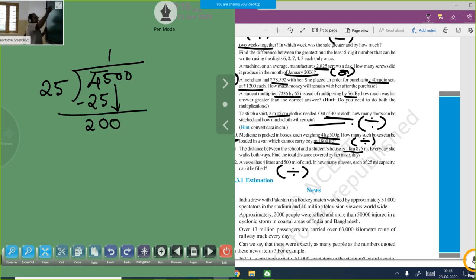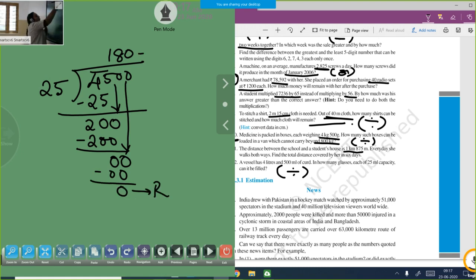In the table of 25, 200 is 8 times. Subtract it, we get 0. Then one more 0 is there, bring it down. So again 0 times 0. The remainder we are getting is 0 and the quotient we got is 180.